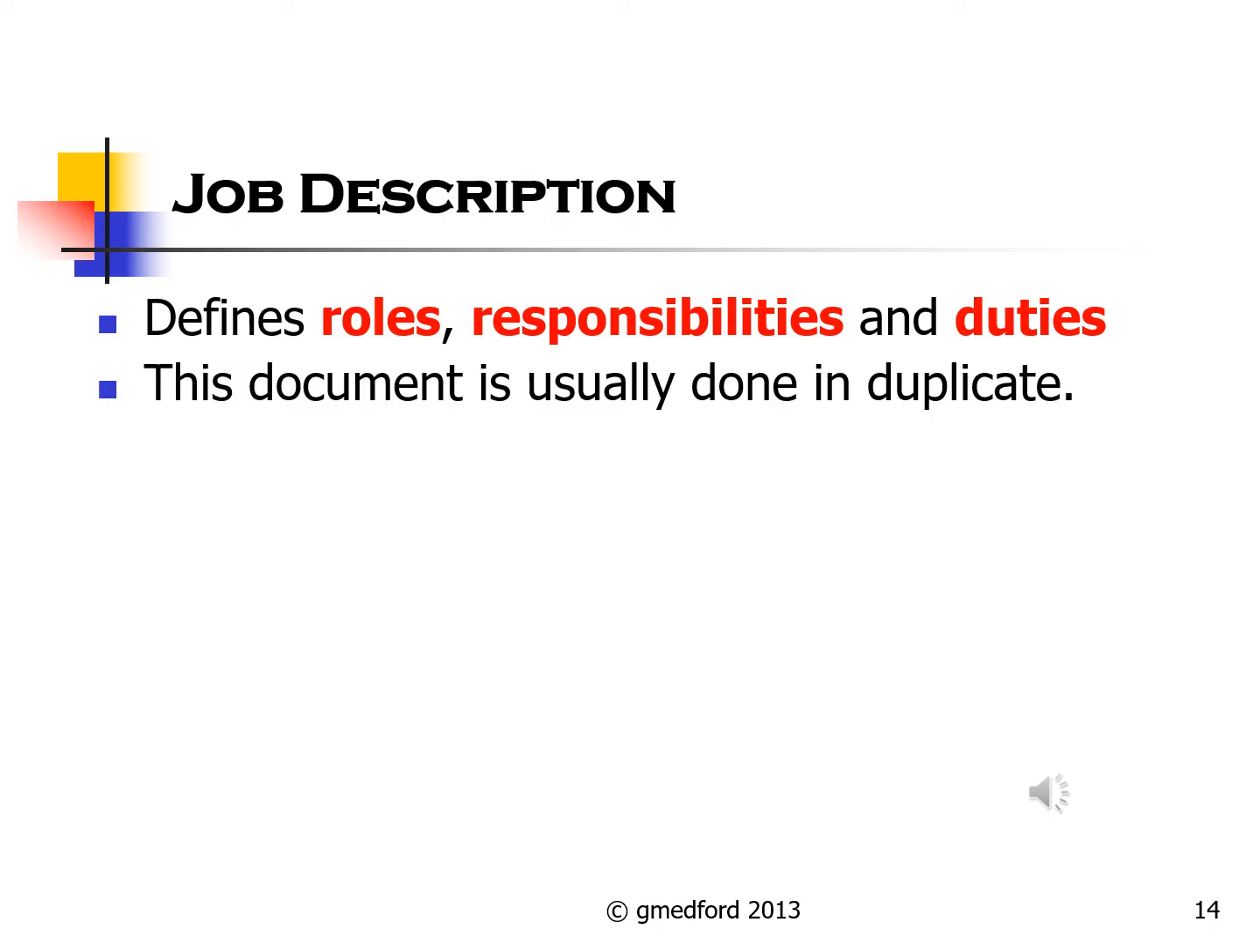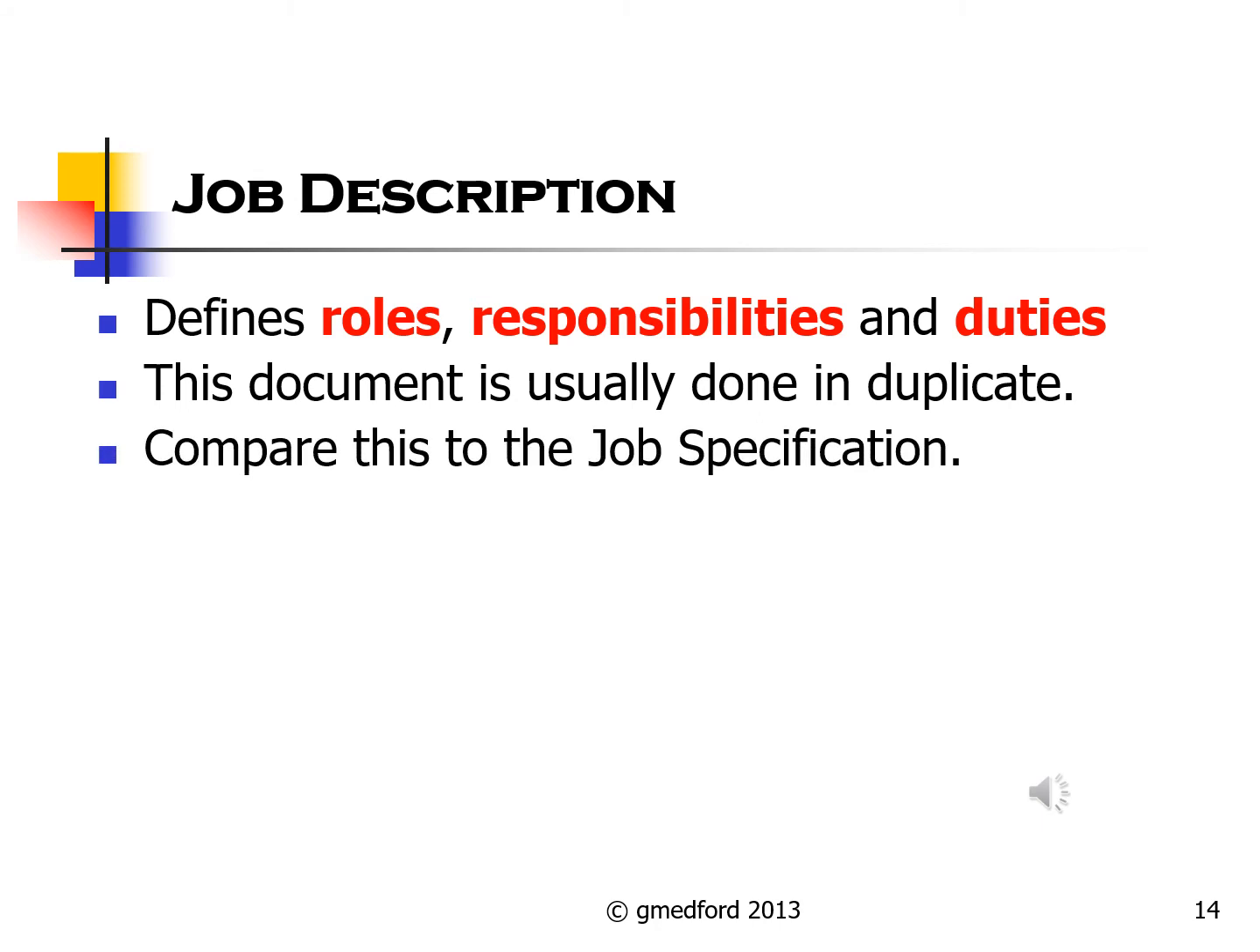One copy is filed in the employee's personal data file, while the other is kept usually by the employer for ready referral. So while the job description defines roles, responsibilities, and duties to be performed in a job position, it is different to the job specification. However, these terms are sometimes used interchangeably. But we are going to examine the job specification so we can fully understand the difference between the job description and the job specification.